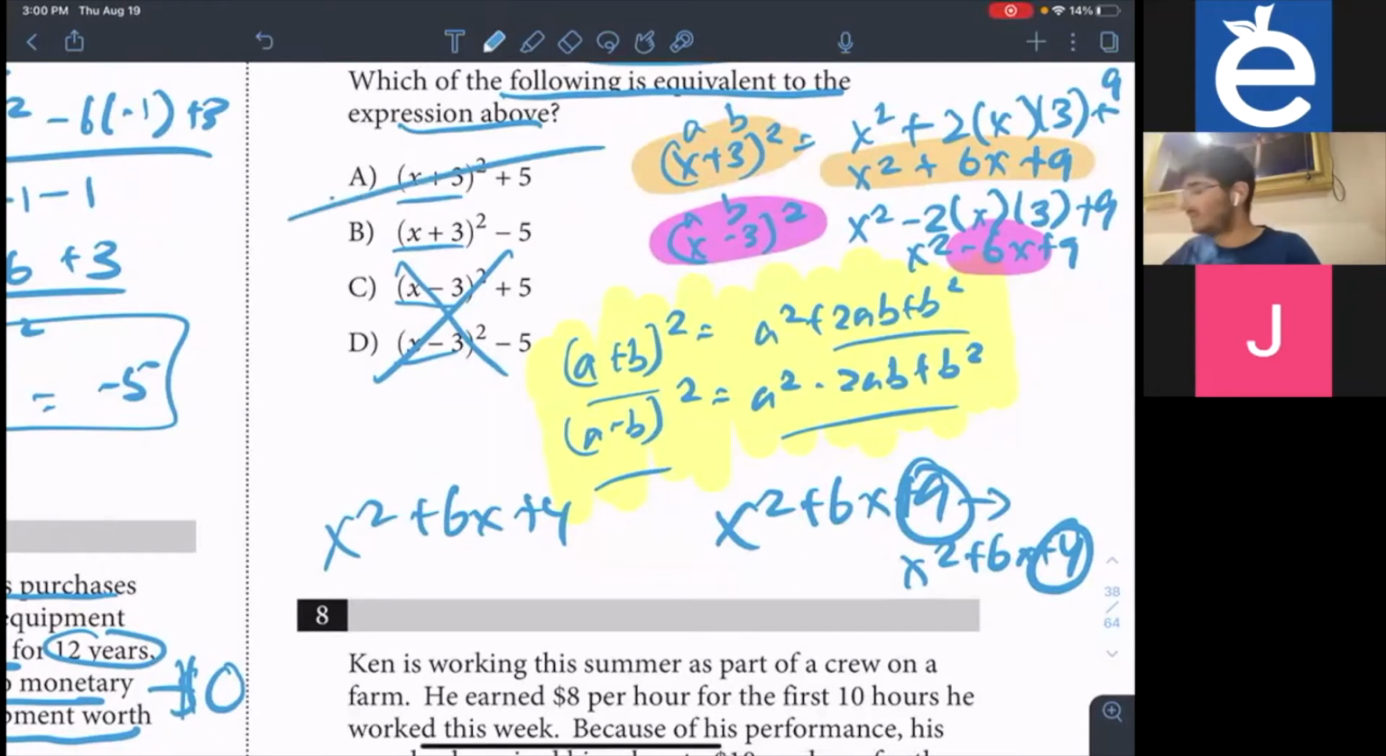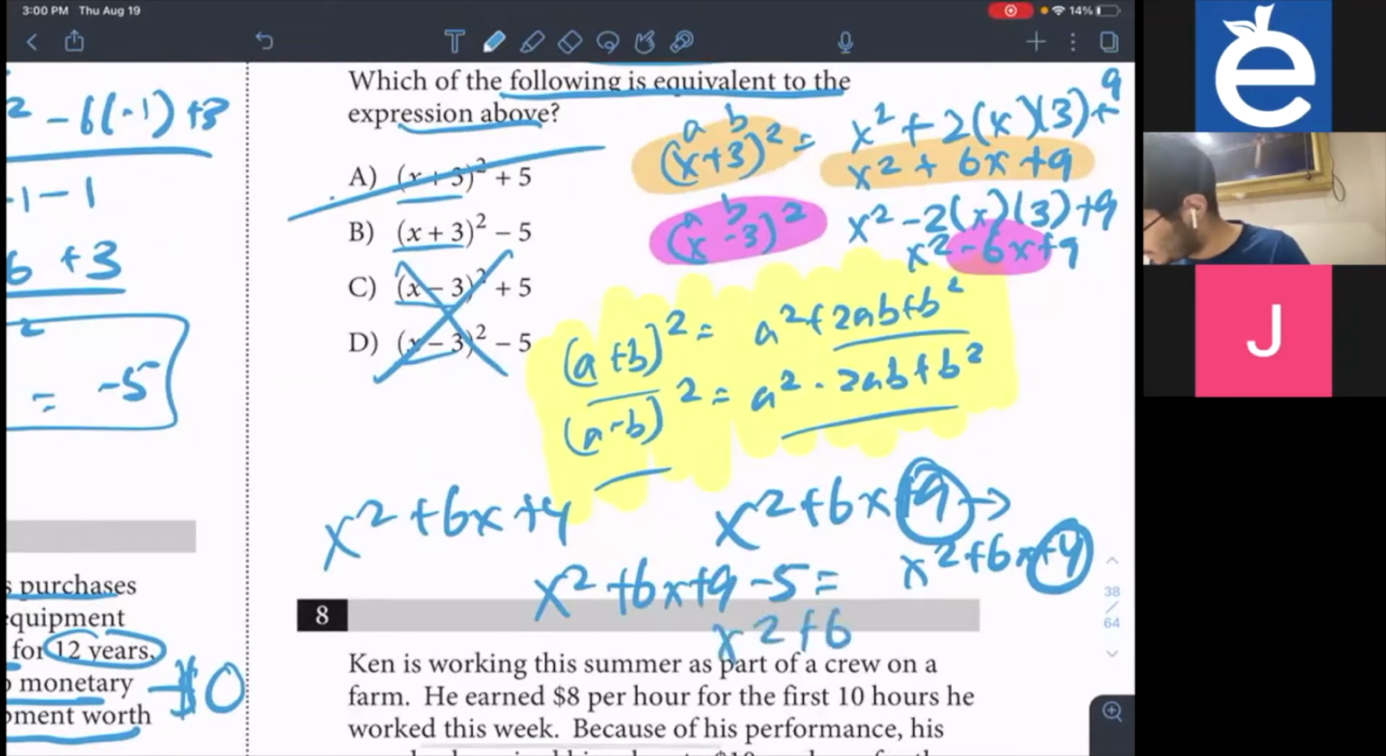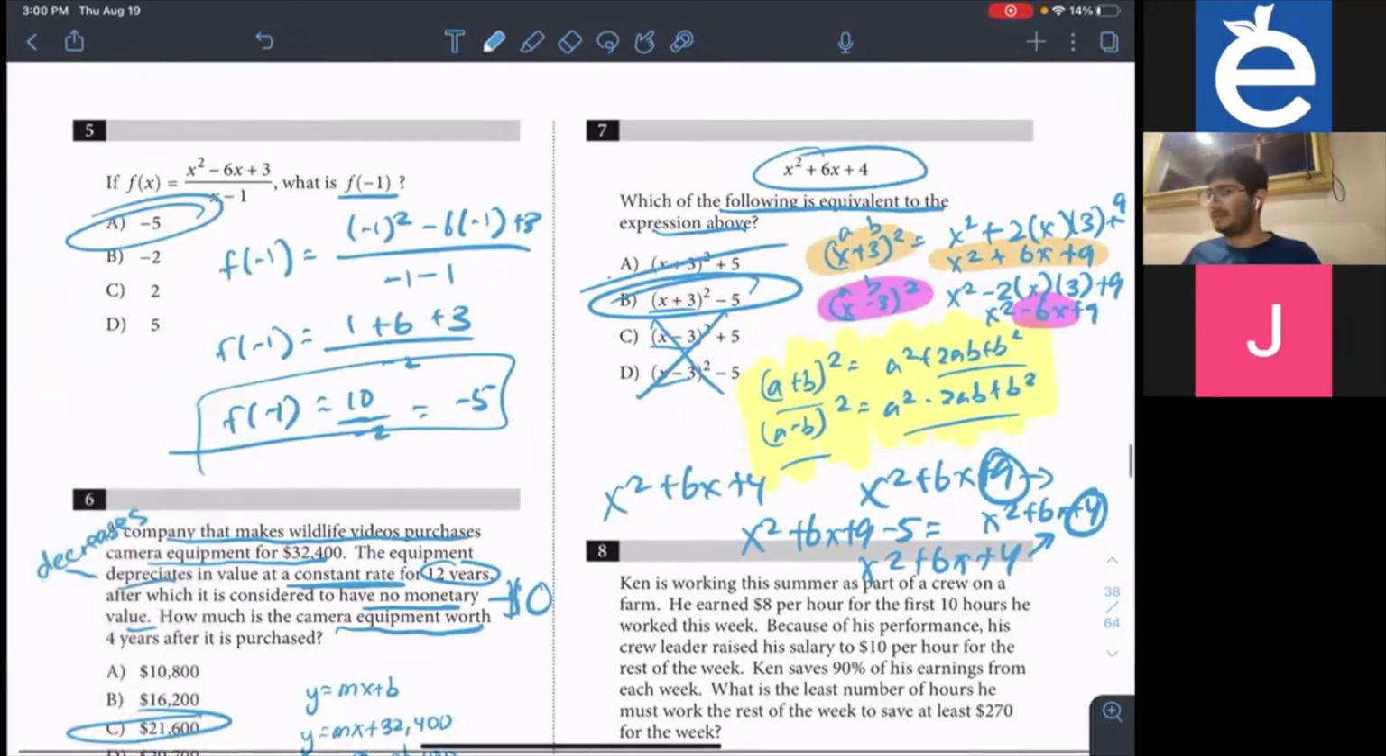And then if you subtract, it'll decrease the value. So it'd be x squared plus 6x plus 9 minus 5 is equal to x squared plus 6x plus 4, which is equal to this. So choice B. That is our answer. Question 7 is choice B.